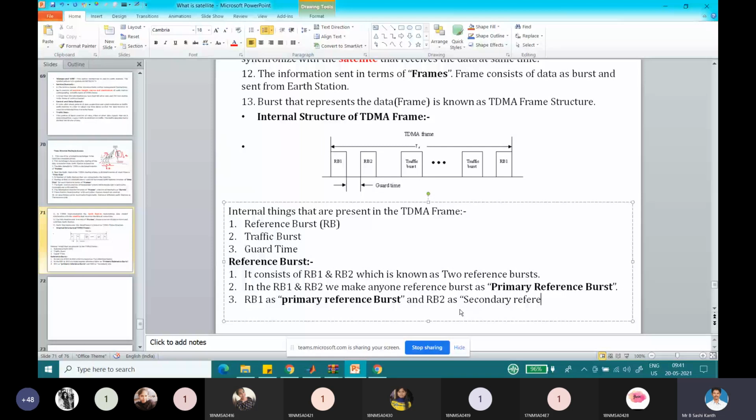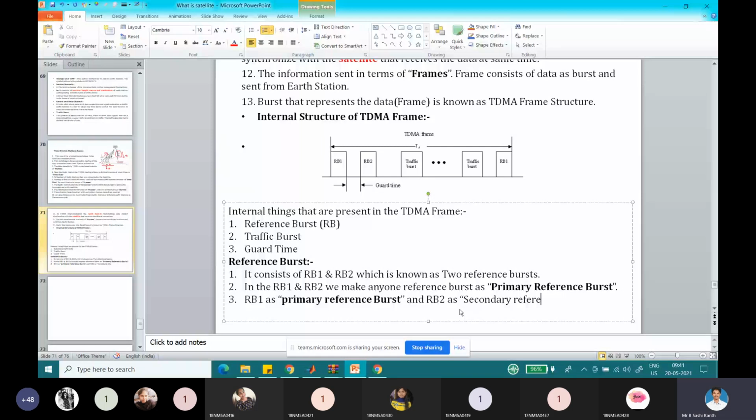So from which earth station we are receiving the data, that earth station information will be present in RB1. It is not the original data. It is only the data from which earth station we are getting. Okay? What I mean here is that we will know some earth station with a specific name. Only that data will be present. We will not have the original data. It will just represent only the data from which earth station we are getting. So that data is present in the RB1.